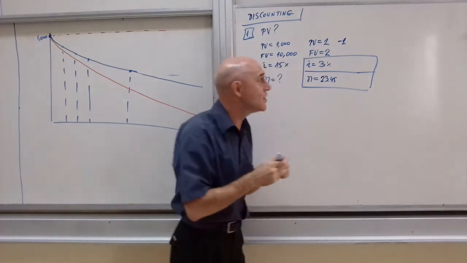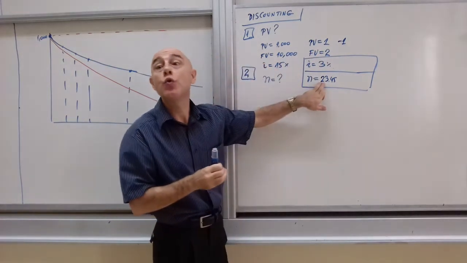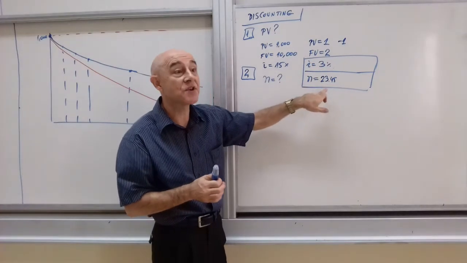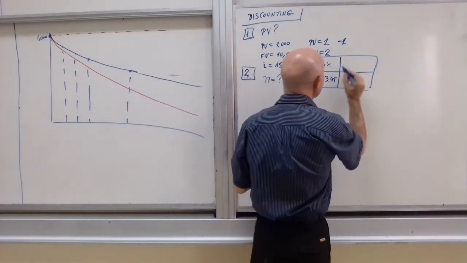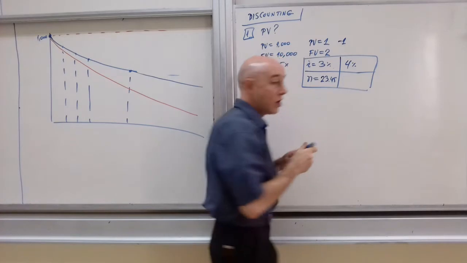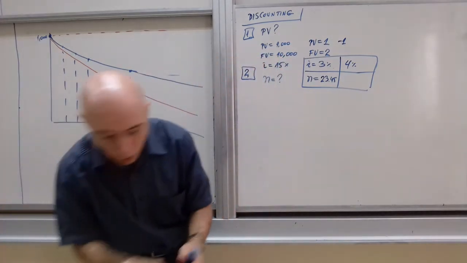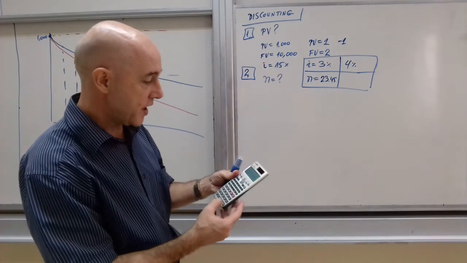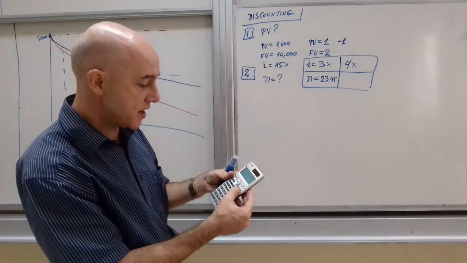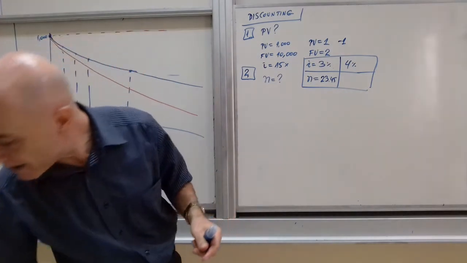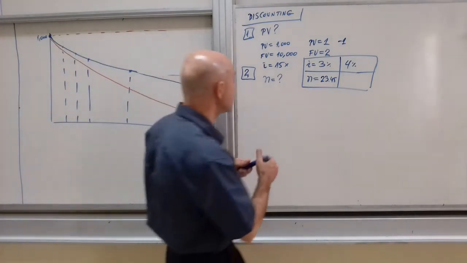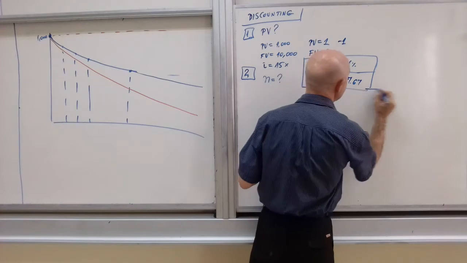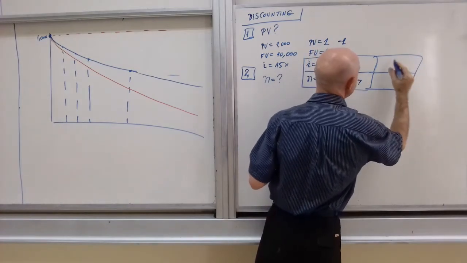23.45. In other words, it's going to take about 23 and a half years at 3% to double your money. All right, now let's try 4% and see what happens. I just say 4, enter, recalculate, and it will be 17.67.